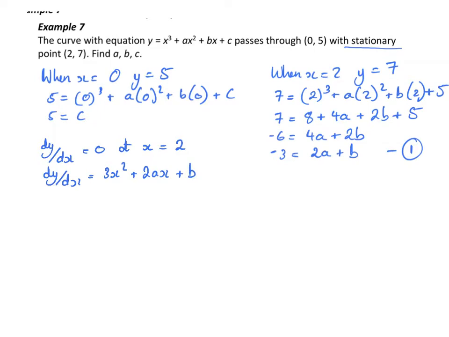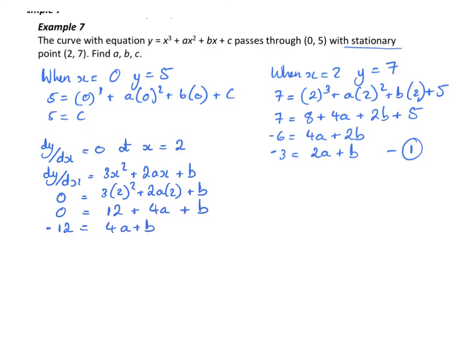Okay, we know that that is equal to 0 when x is equal to 2, so 0 is equal to 3 times 2 squared plus 2a times 2 plus b, and when we tidy that up we get negative 12 is equal to 4a plus b. So there is another equation with a and b in it.